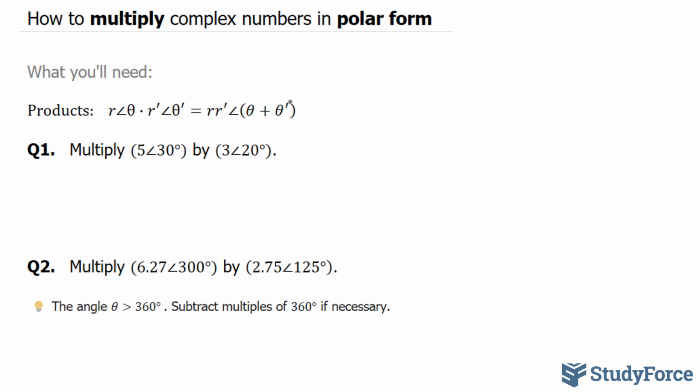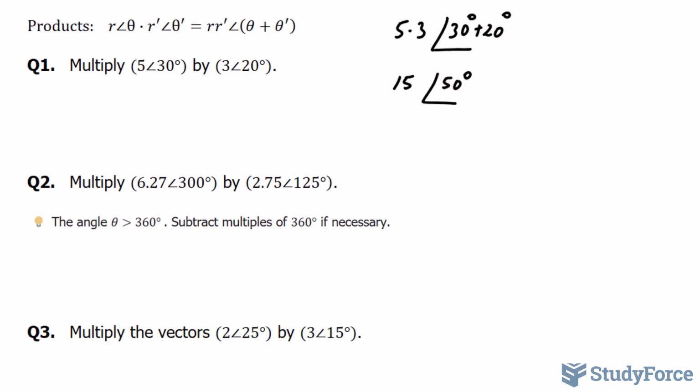To do this type of question, we'll need to multiply the two radii together, so 5 times 3 as shown here, and add the angles. So 5 times 3 at an angle of 30 plus 20. 5 times 3 is 15. 30 plus 20 is 50 degrees. Let's move on to question 2.